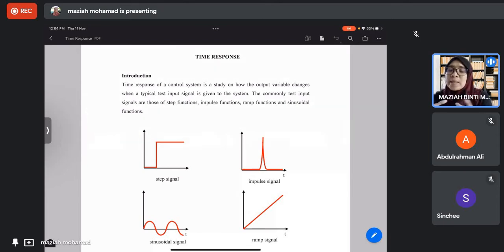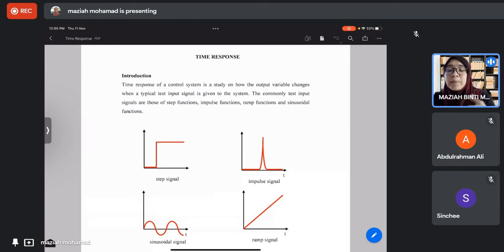there is a set of common test inputs that are applied to the system. Meaning we apply those common test input signals, which are step signal, impulse signal, sinusoidal signal, and ramp signal. We apply that to the model, to the transfer function, and then we want to see how the output variable changes in time.